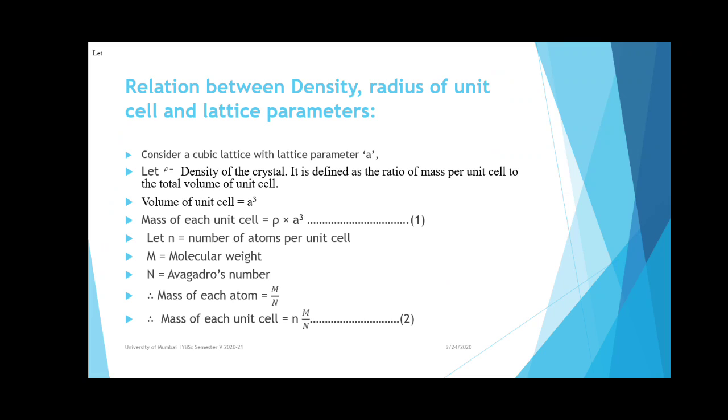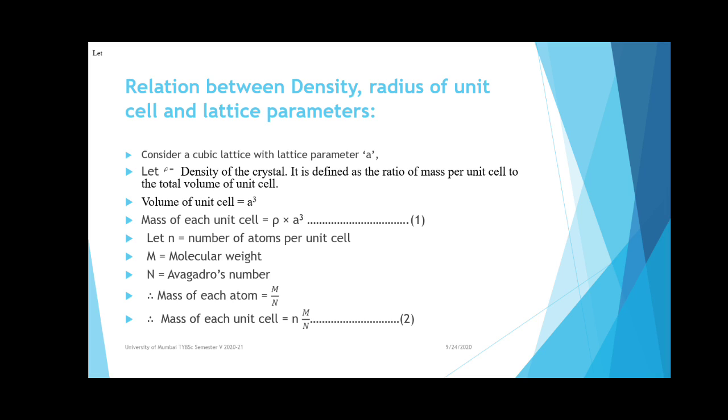Then that rho, the density of crystal, is defined as the ratio of mass per unit cell to the total volume of the unit cell. You know the normal definition of density. Density is nothing but mass upon volume.